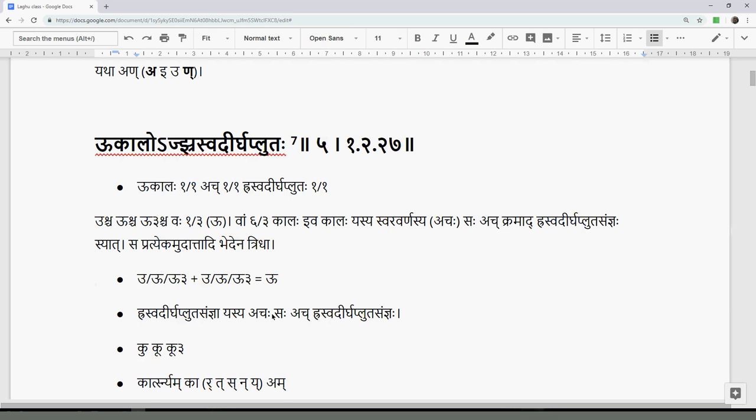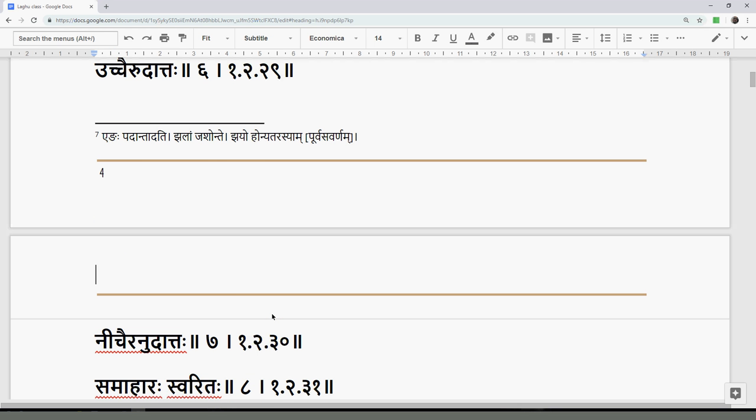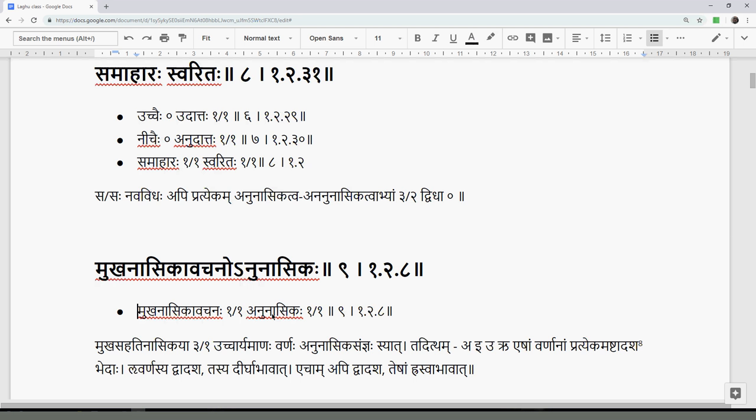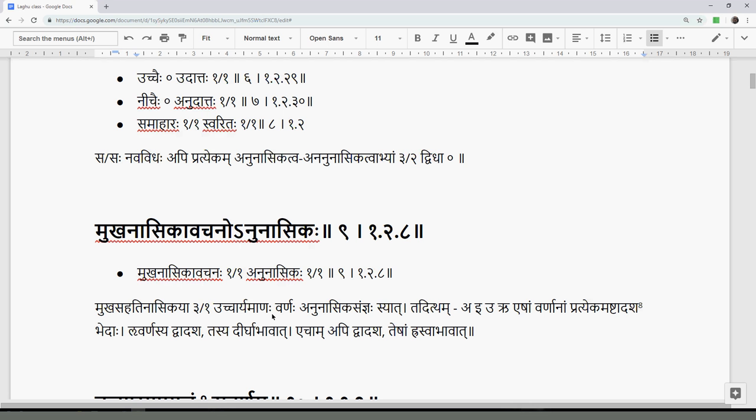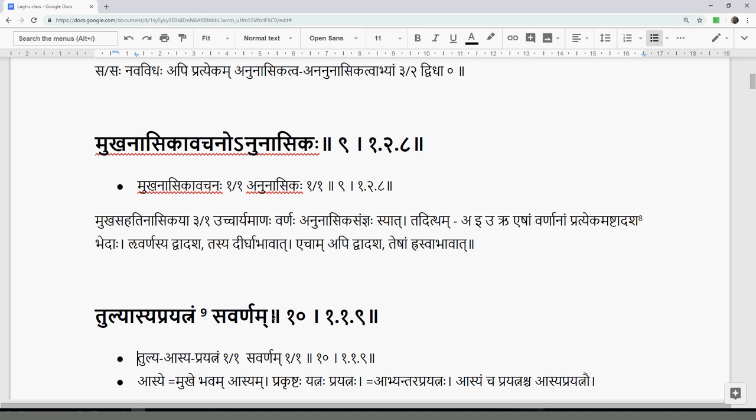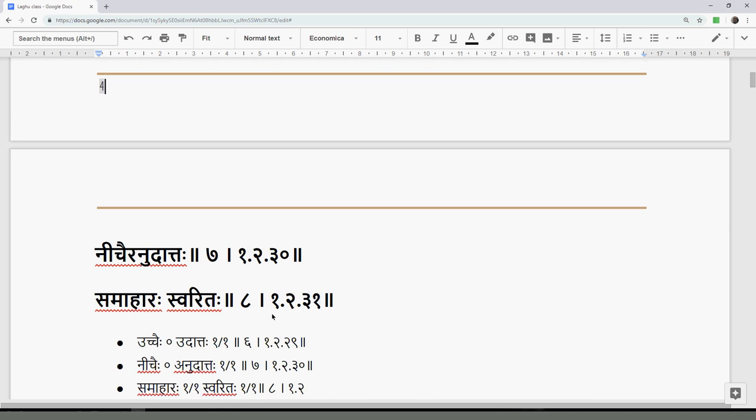So ukala jasva dirgha plutaha, then we saw the udata, anudata and swarita intonations, they are the sanyas, and thereby we get nine divisions, and further they are nasalized and non-nasalized by this sutra. Mukha nasika vajano anunasika, anunasika sanya is given. So by this, anunasika and ananunasika, nasalized and non-nasalized, these swaras will become 18 types. That is what we have seen.